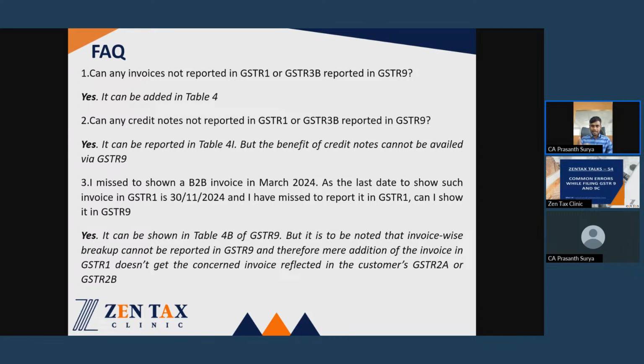Therefore, the exact problem of you not reporting the B2B invoices, that is, you should get it reflected in GSTR2B of our customer, that will never happen through GSTR9. But you can definitely declare additional liability as I already said and pay the tax via DRC03.